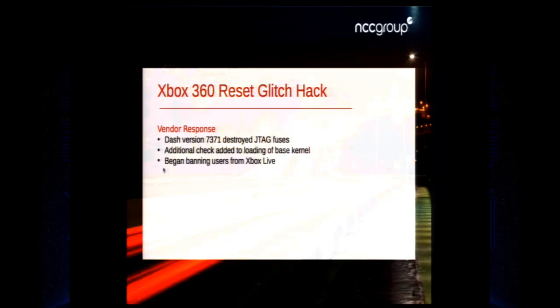Microsoft's response to this was to blow out the JTAG fuses, add an additional check, and then begin banning users with modded Xboxes from Xbox Live. The response from the Xbox hackers was to make use of a new exploit, which completely bypasses the secondary check they had, showing that if you just add on additional checks to the device, it won't really do you much good.